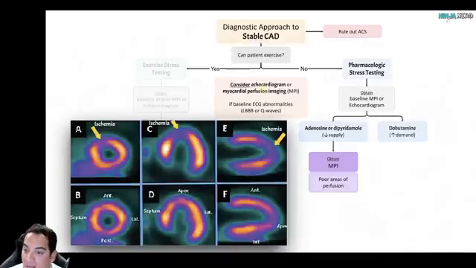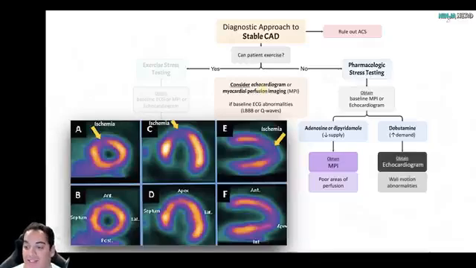I could also do the same concept. Give them an echo, look for any contractions of their ventricles, give them dobutamine. That should make their heart have to pump faster and pump harder, which will increase the demand, and it should show wall motion abnormalities. And that would be a potential stress-induced ischemia.